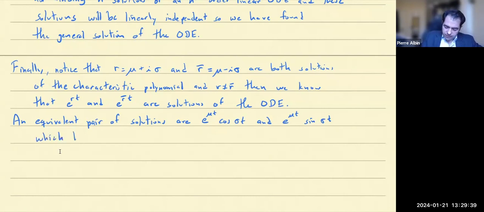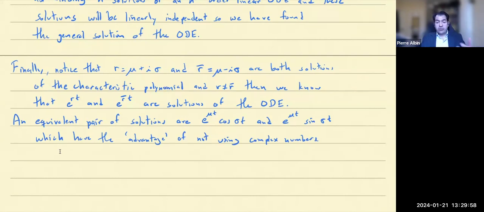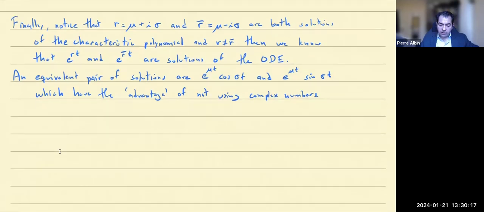Which have the advantage, I'll put the advantage in quotes, of not using complex numbers. But that is a real advantage because sometimes you're working in a situation where you want real solutions. And so even though you can find some complex valued solutions, it's still useful for you to be able to write down just real valued solutions. So why are these equivalent?